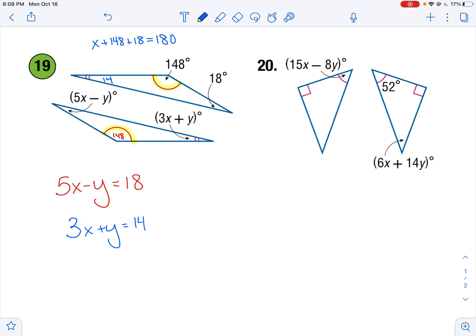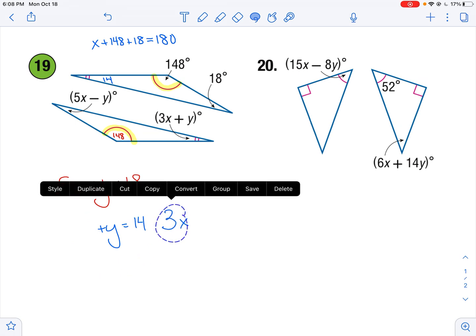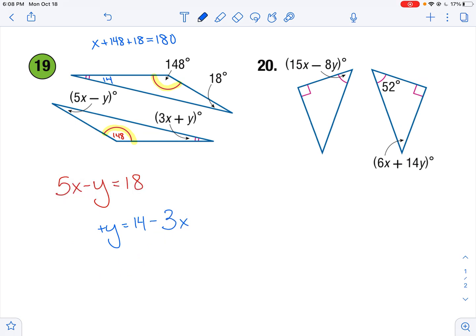And here, typically what I would try to do is solve for one of these variables, try to get one of the variables by itself. This one looks like it's possibly the easiest because I avoid that negative y. So I can get this y by itself by moving over the 3x, by subtracting from both sides. So y equals 14 minus 3x.